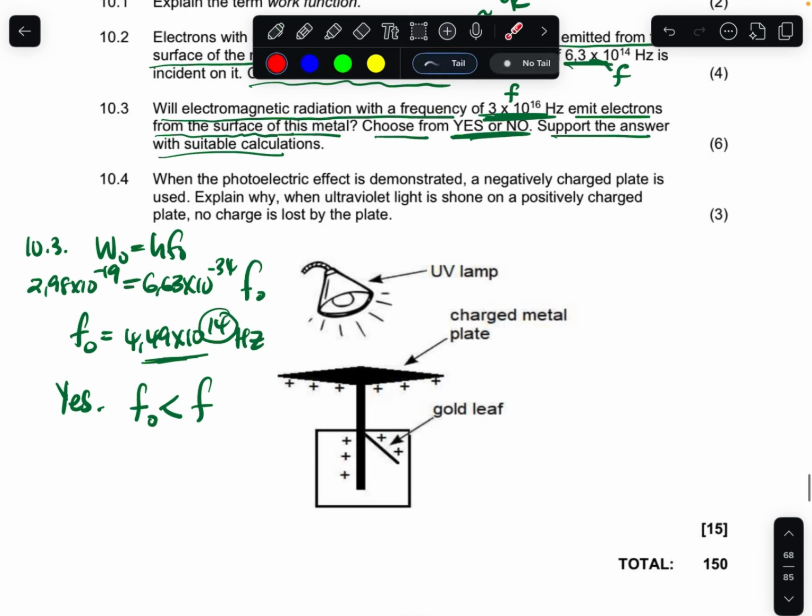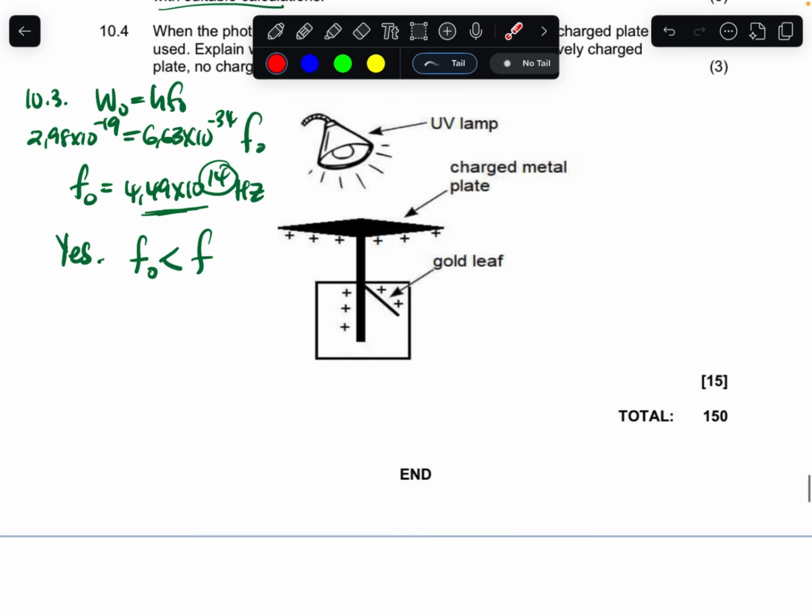Now let's look at 10.4. It says when the photoelectric effect is demonstrated, a negatively charged plate is used. So in order for the photoelectric effect to take place, this plate must be negatively charged. But we can see here it's positively charged. Explain why, when ultraviolet light is shone onto a positively charged plate, no charge is lost by the plate, which means no photoelectric effect has occurred. So it's easy to explain this one.